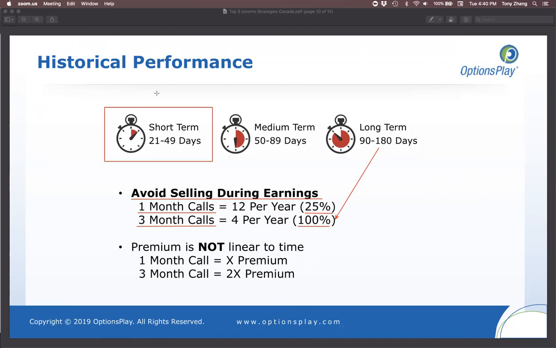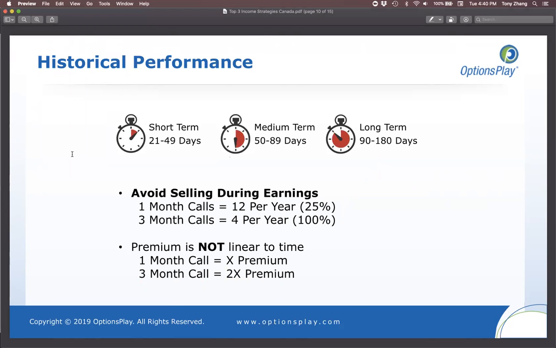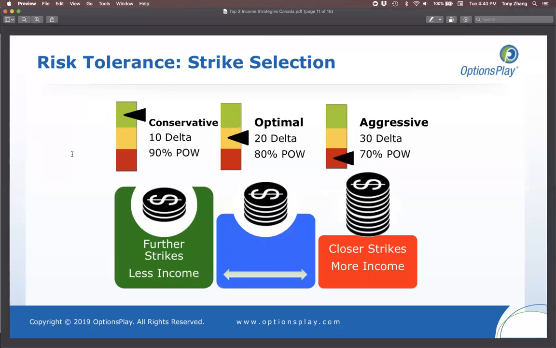And the second part, a reiteration of what we spoke about before, is that premium is not linear to time. When you sell a 1 month call, let's say you receive $1 for it. When you sell a 3 month call, you're not going to get $3 for it. You're generally only going to get about $2 for it. So it doesn't make sense to go out 3 months in time, because you're just not going to get paid 3 times the amount of income. Those are all the reasons why, when we look at all of these strategies and test their historical performance, we generally find selling shorter dated options provides better performance in the long run.